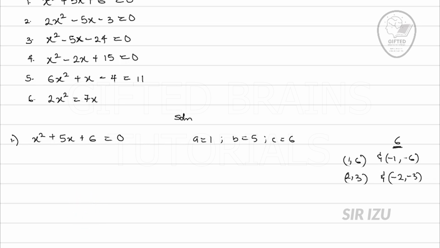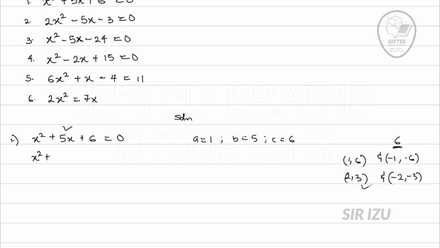Now, the next thing to do is to say which of these terms will give us the b. Which of these terms will give us the b? It is 2 and 3. So I will use that to separate the middle term here. That will give us x squared. Now, instead of writing the middle term, I will use the 2 and 3.